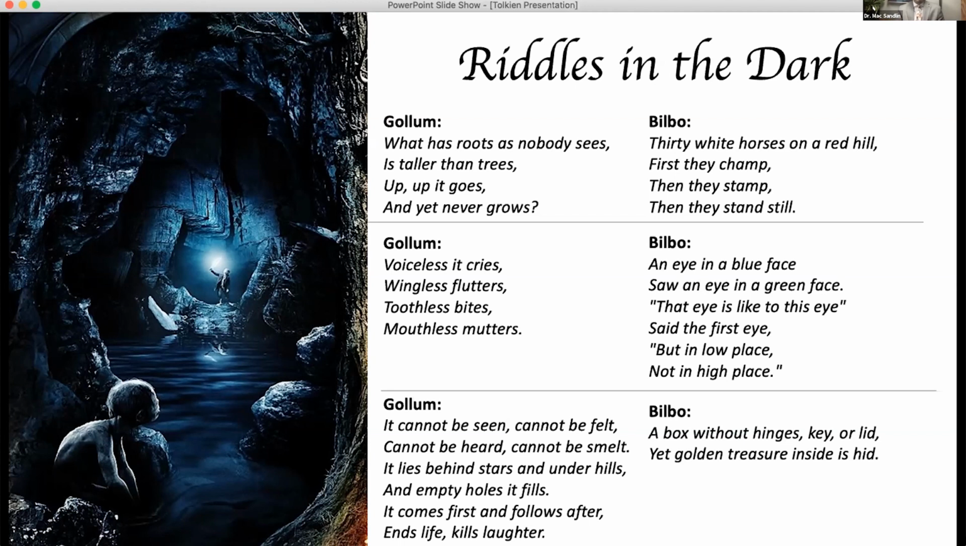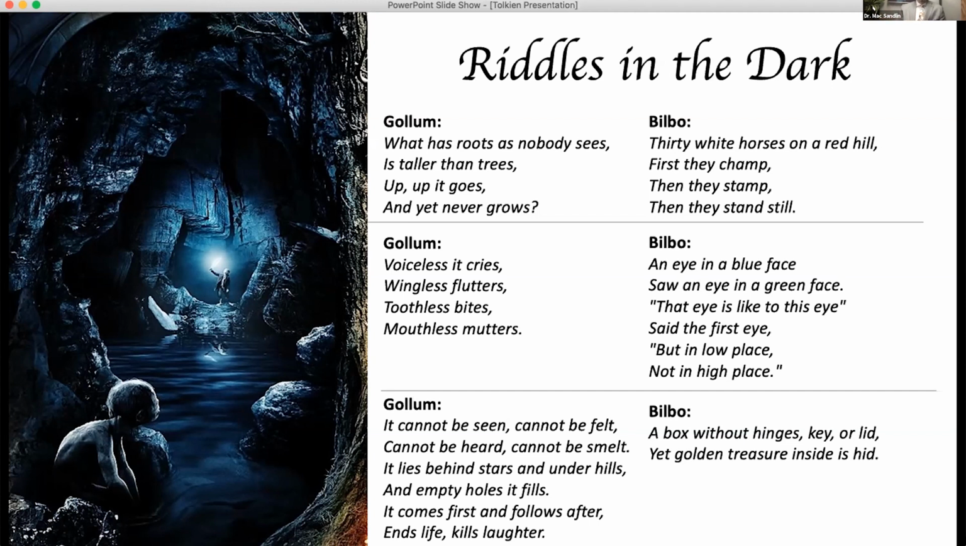So let's see if we can unpack it in case you're quite as dense as I was as a kid. An eye in a blue face. Okay. The blue face is the sky. The sun is the yellow eye. Saw an eye in a green face. The green face is the meadow. The eye down below, a yellow eye down below, is the daisies. That eye, though it is the one on the ground, is like to this eye. That is, it's both yellow. Said the first eye, that is, the sun is speaking. But it's in a low place, not in a high place. It's down on the ground. It's not up in the sky. Gollum does eventually figure it out.